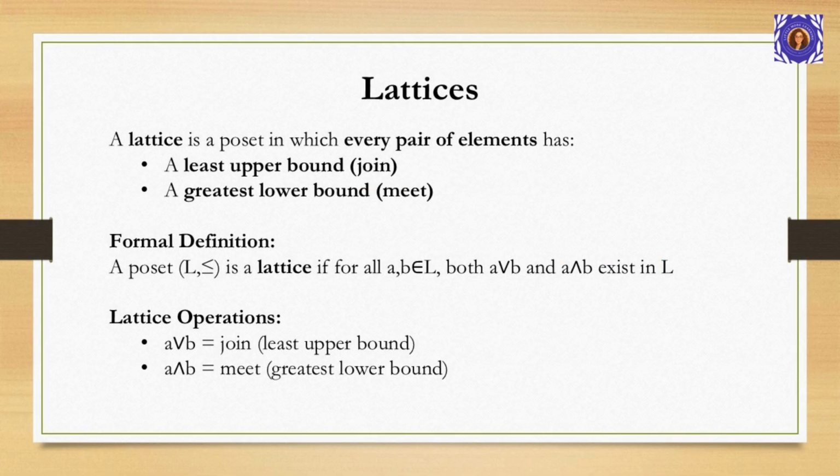This brings us to lattices, special posets where every pair of elements has both a join, which is the LUB, and a meet, which is the GLB. Lattices are incredibly important in computer science, appearing in compiler design, database theory, and abstract algebra. Our divisibility poset containing the set 1, 2, 3, 6 is actually a lattice because every pair has a join, which is the LCM. Every pair has a meet, which is the GCD.